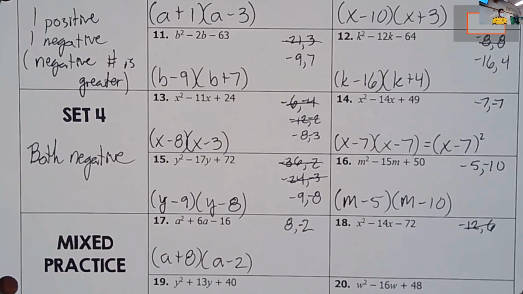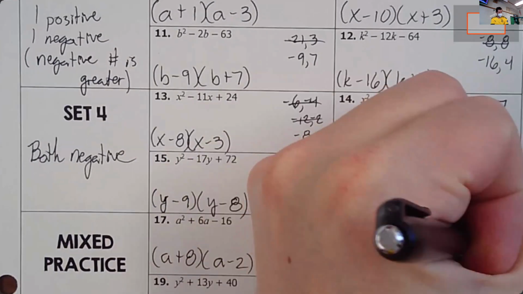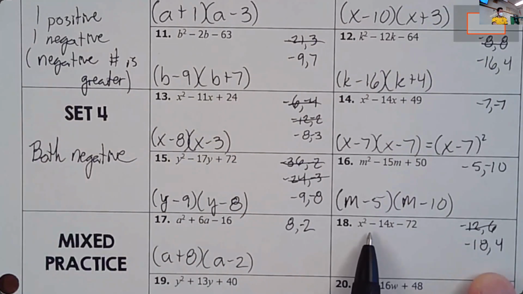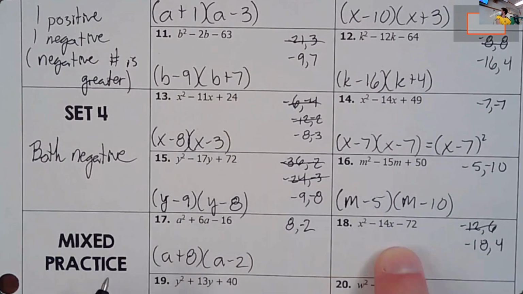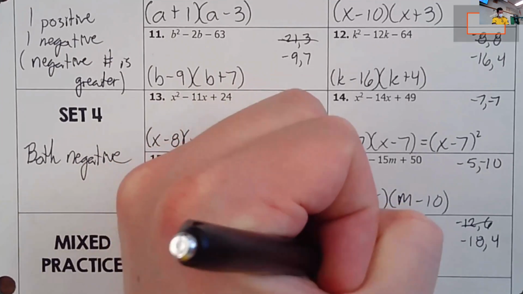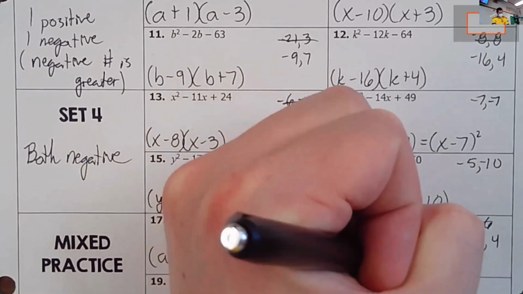We checked 4 different factors of 72, and none of them work so far. What did you get, Monica? 18 and 4, yeah. 18 and 4, if the 18 is negative, add those together, you get negative 14. Negative 18 times 4 is negative 72. So we're looking at x minus 18 and x plus 4. Awesome.